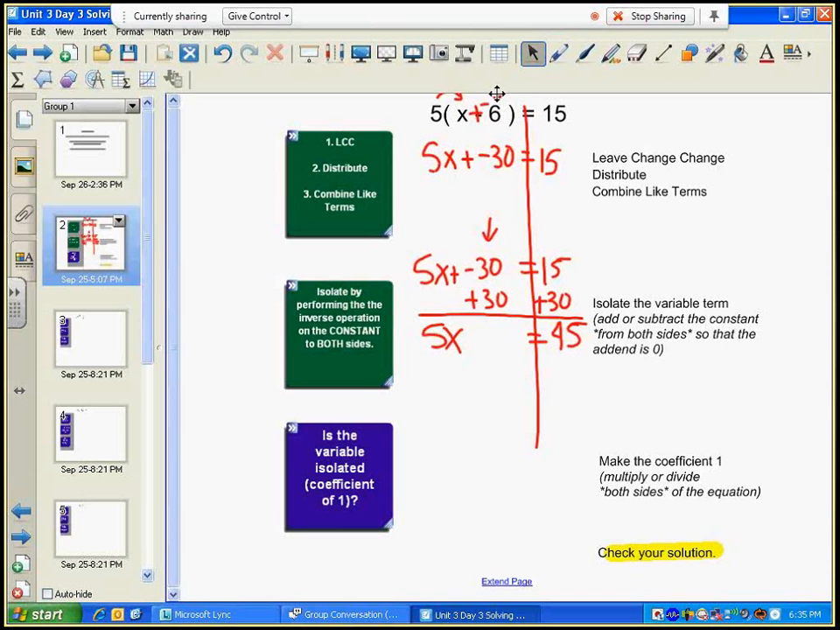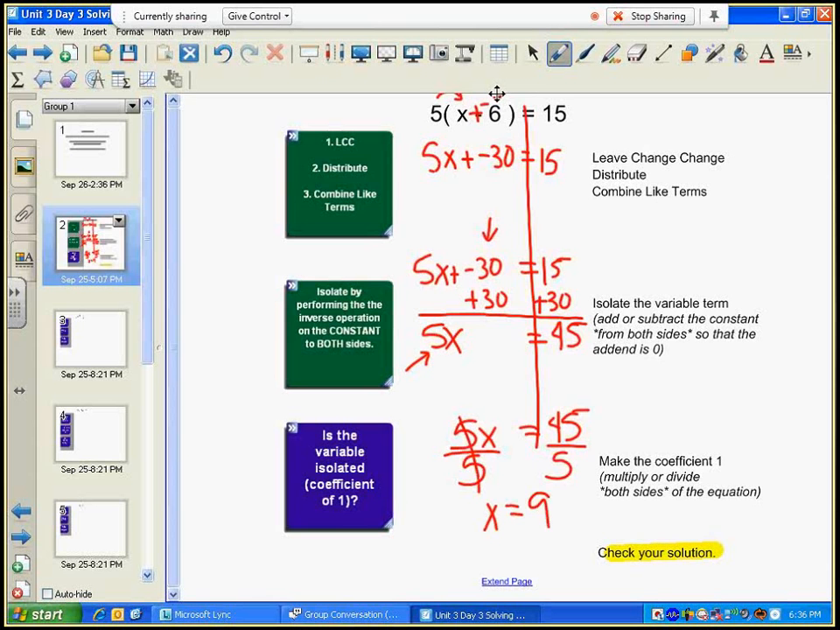Now my next question is, is the variable isolated? Does it have a coefficient of 1? I want this coefficient to be 1 because if it is, then I'm just left with x, and that's what I'm looking for. But it's not 1, it's 5. So x is multiplied by 5. What's the inverse operation to multiplication? Division. So I'm going to divide by 5 to get rid of that 5. Remember, I'm doing that because my goal is to make that coefficient 1. And I end up with x is equal to 9.